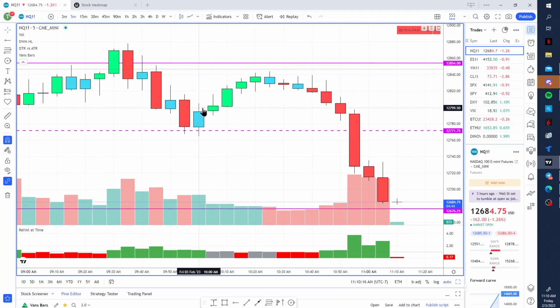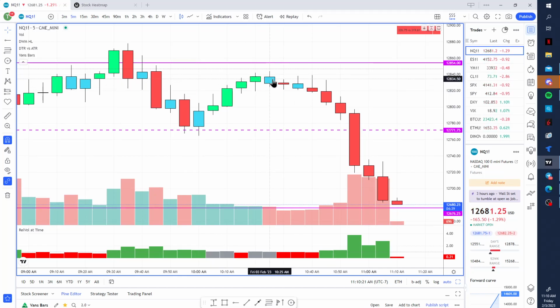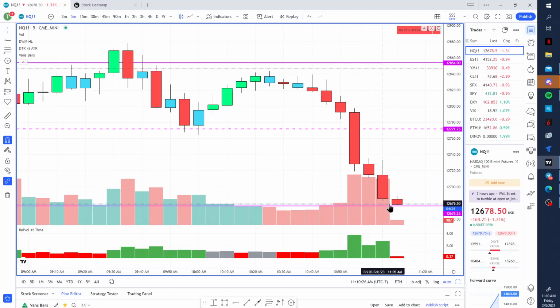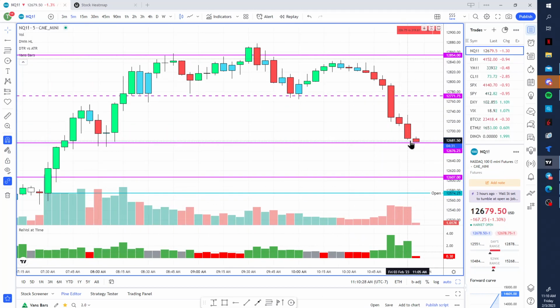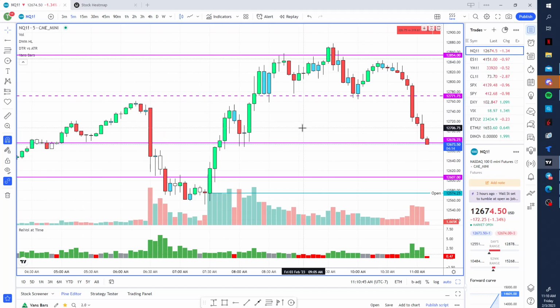So you get your blue bar here. You could have longed it again. And then you get your blue bar here on the pullback all the way down to your next level. So I hope that makes sense. Damn, look at that. And you hit your level. Literally perfect. So that should make sense for everybody.